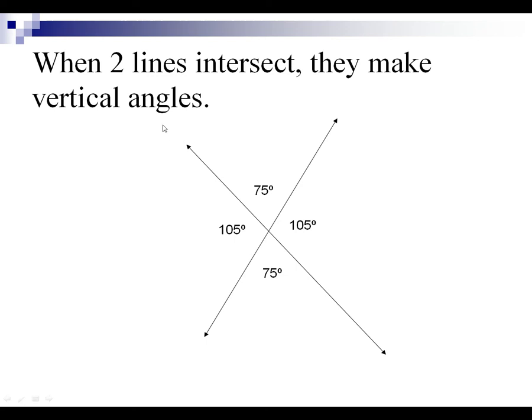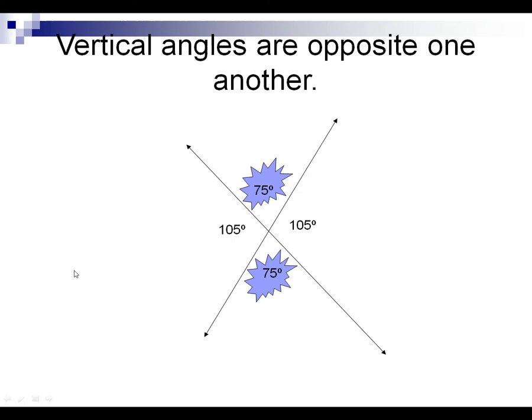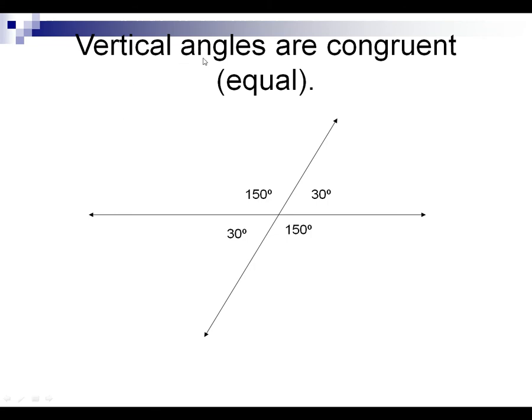When two lines intersect, which means when two lines cross, they make vertical angles. Vertical angles are opposite from one another. So 75 and 75, they're opposite. You have two lines cross. The angles across from each other are vertical angles. So 105 and 105. What do you also notice about vertical angles? They're always going to be congruent, which means they're always going to be equal. So if this one's 150, then its vertical angle match has to be 150. If this one's 30, then its vertical angle match has to be 30.